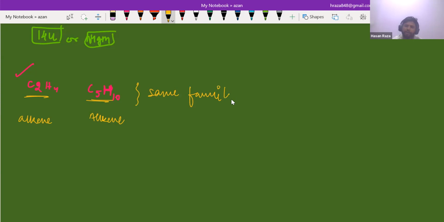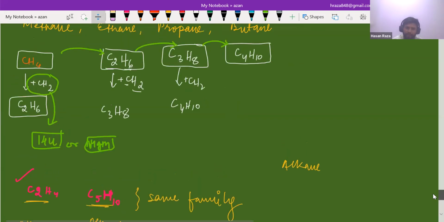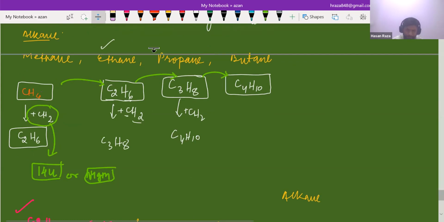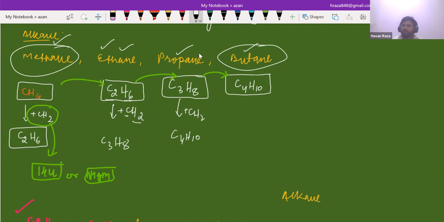Are you getting my point? Alkane has a family. Alkene has a family. Alkyne has a family. Are you getting my point or not? As you can see, I have written in the previous one. Methane, ethane, propane, butane. So if I ask, this methane and butane are of the same family because they are alkane. Yes or no?